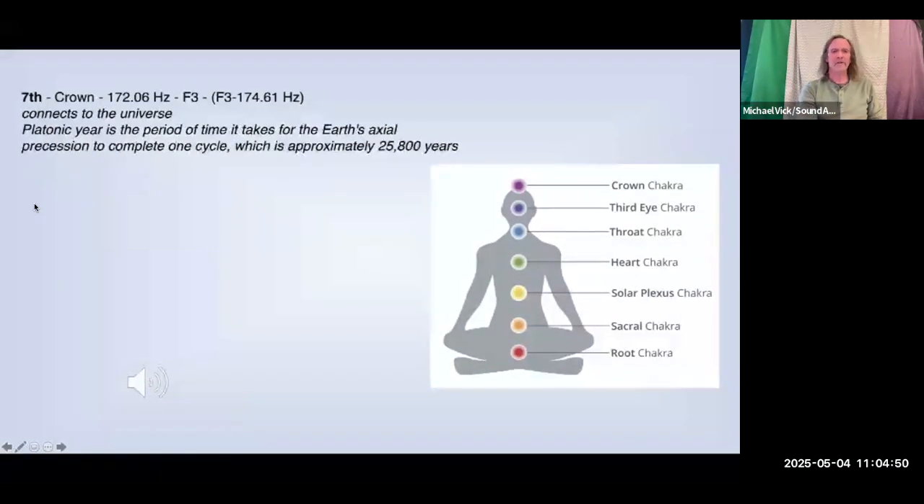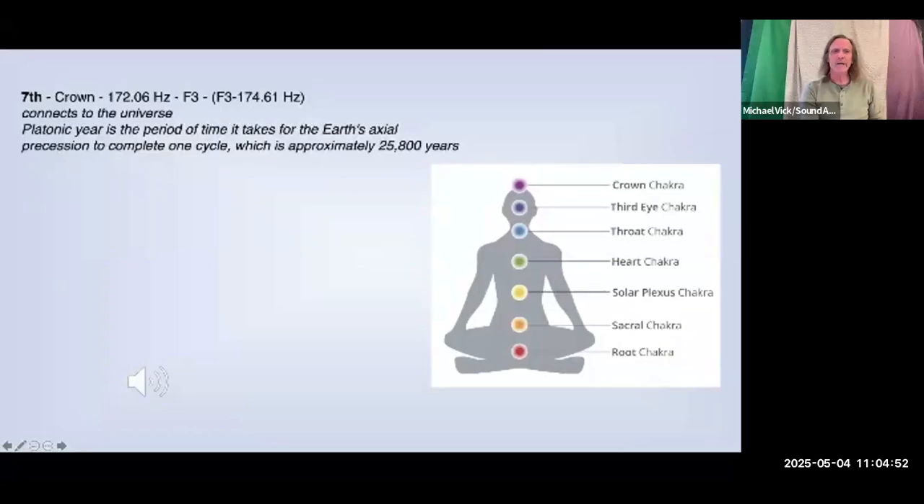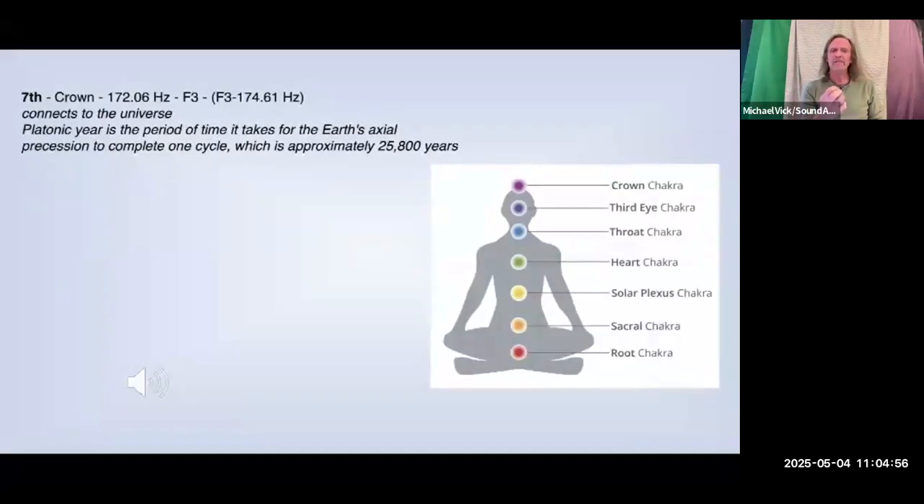So now we go to the crown. The crown connects us to the universe, and this is based on the Platonic year, which is the time it takes for the Earth's axial precession to complete one cycle, which is 25,800 years.